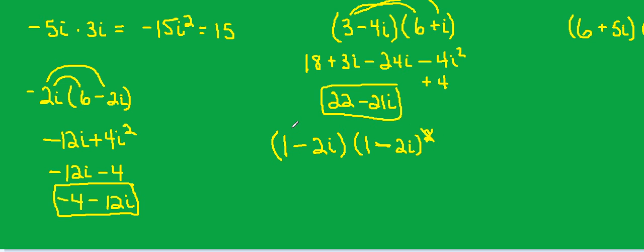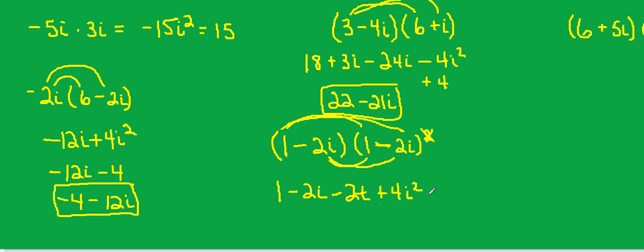And I'm going to FOIL that. So now, 1 times 1 is 1. 1 times negative 2i is negative 2i. That's outside. Inside is negative 2i times 1, which is negative 2i. And negative 2i times negative 2i. So here I've got negative 2 times negative 2 is 4. Let's see, is that plus 4? And then I times I is I squared. And I'll write it right now as I squared. Then I'll evaluate it.